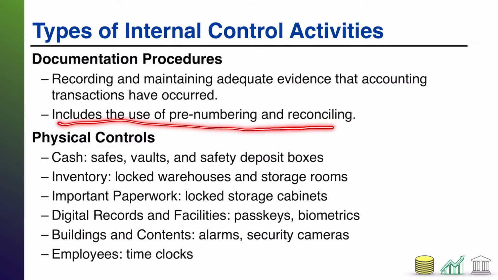This does include the use of pre-numbering and reconciling. So if you're familiar with doing a bank reconciliation, that's a form of documentation control. If you're familiar with the fact that when companies write checks, those checks are pre-numbered. You've got check number 1, check number 2, check number 3. That is a documentation control. If the company sees that, hey, check number 1, 2, and 5 got processed, then the question arises, well, what happened to 3 and 4, right? It enables you to track what's going on with your assets.